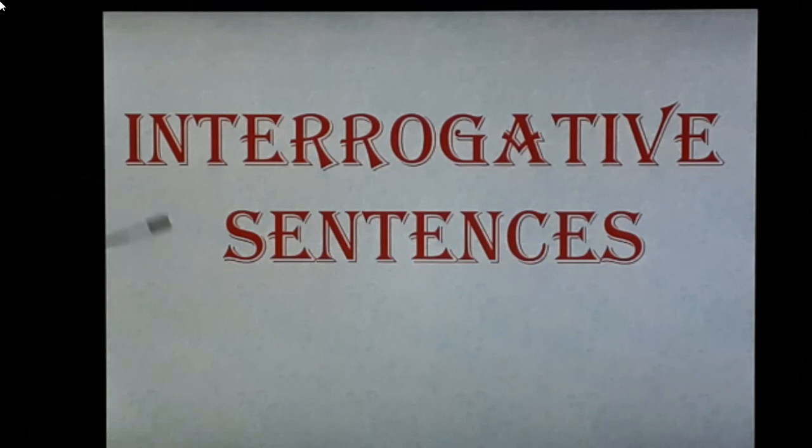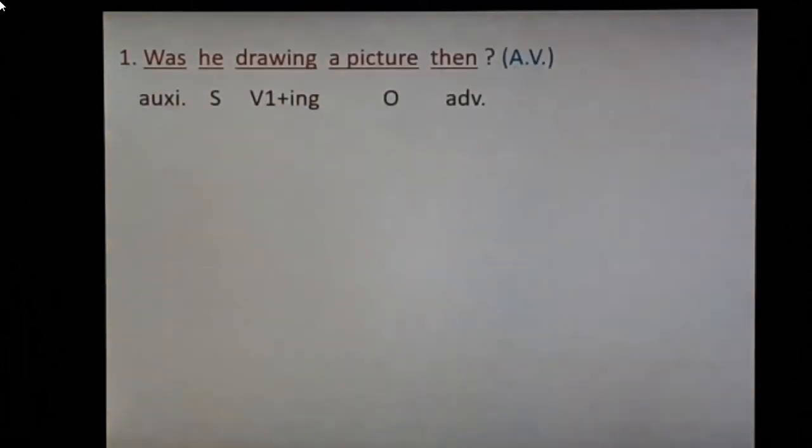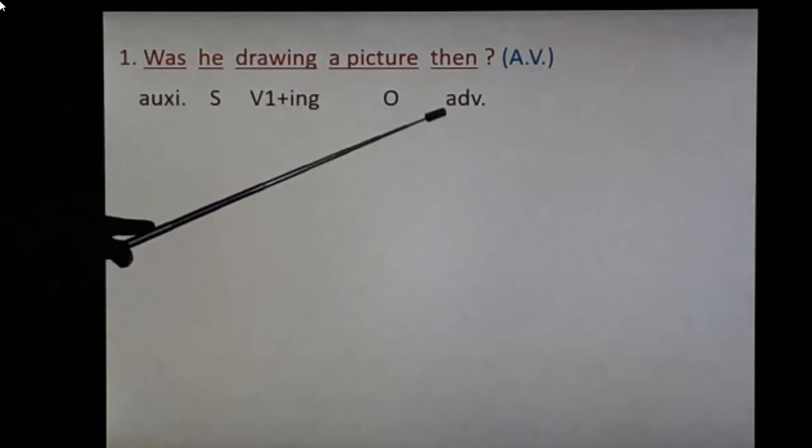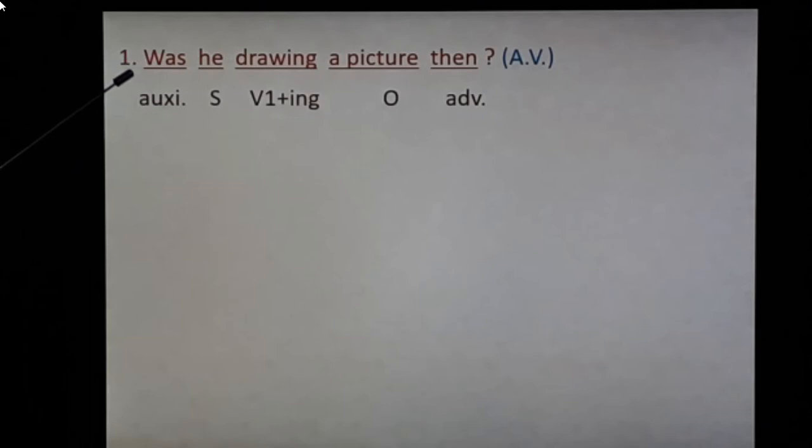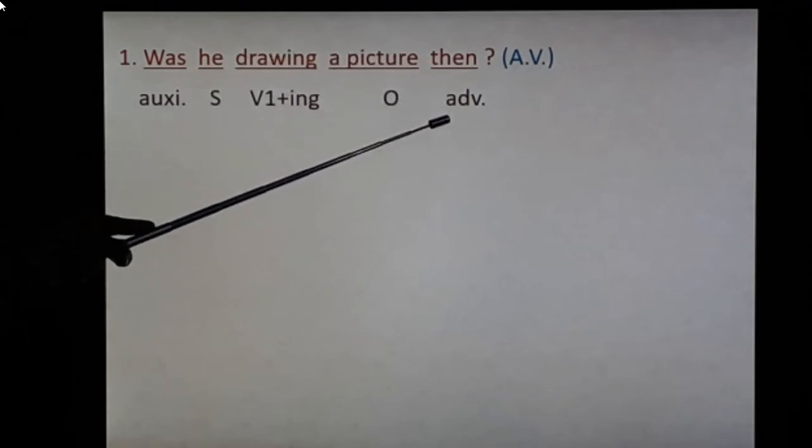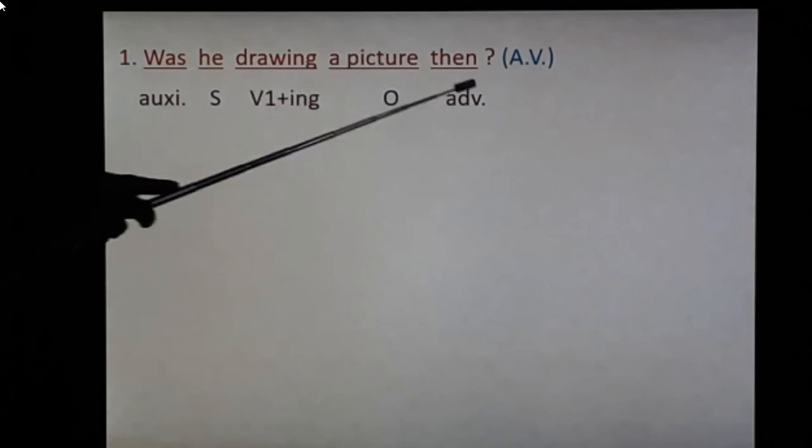Let's move to interrogative sentences. First, was he drawing a picture then? So here an interrogative sentence is given. So first the auxiliary verb is there. Was, auxiliary verb, then subject, he, drawing. So draw plus ing, V1 plus ing, drawing. A picture, that is an object, then, that is an adverb. So this is active voice.